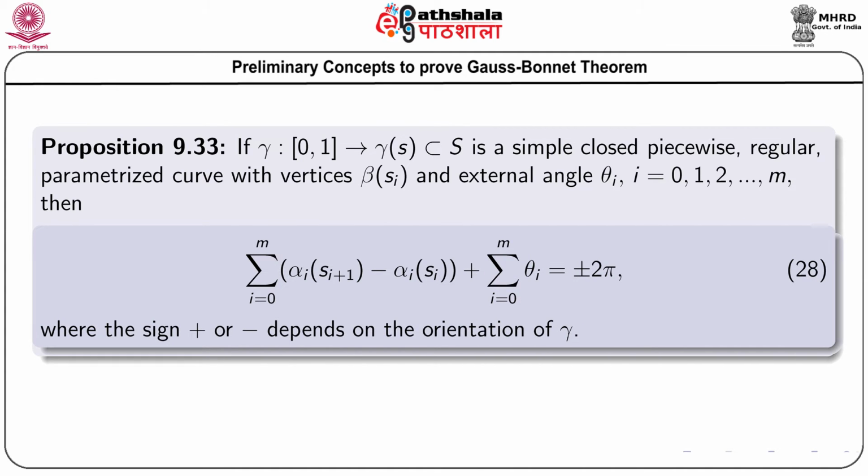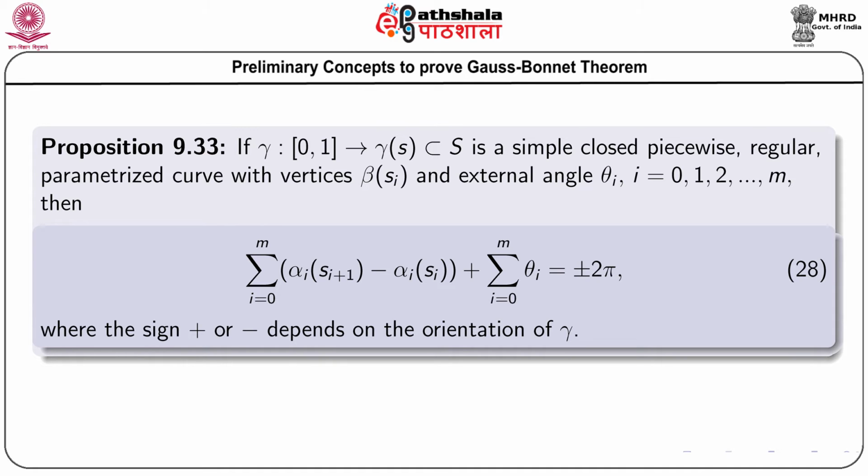Then summation I equals 0 to m of alpha I Si plus 1 minus alpha I Si, plus summation I equals 0 to m of theta I, equals plus minus 2 pi. So, this is the theorem for turning tangents. The proof is beyond our scope. So, we just state the proposition, and this plus minus sign depends on the orientation of the curve gamma.